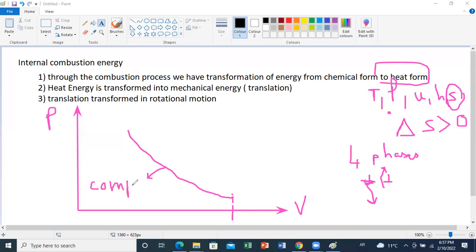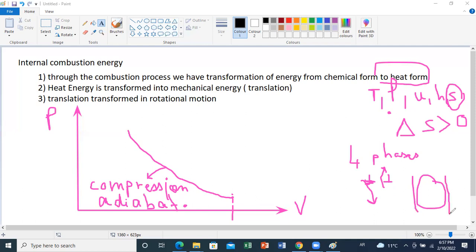Okay, now I will tell you, for example, if I want to give a problem in an exam, I will tell you, assume that the compression is an adiabatic process. But when I tell you it's adiabatic, you should know what conclusions you can make, because we said that whenever we have an adiabatic process, we don't have heat exchange. Okay, so we neglect during compression any exchange of heat between the mixture inside and the surfaces of the cylinder.